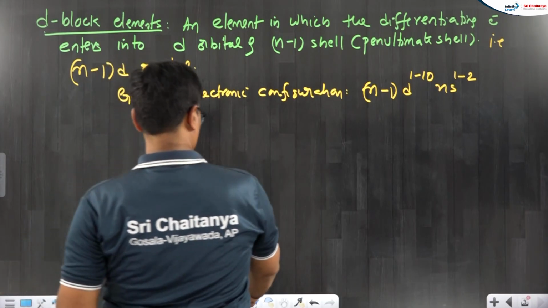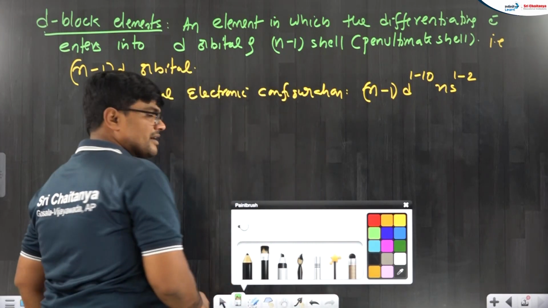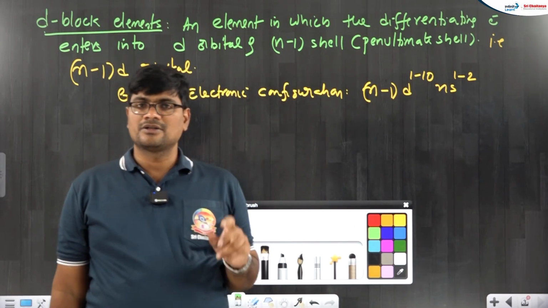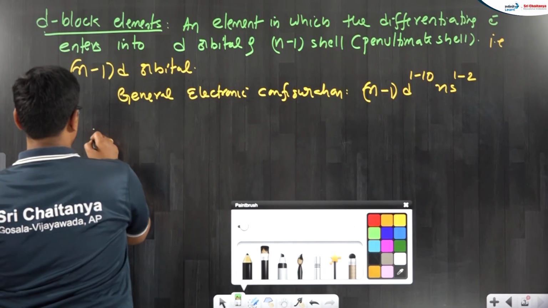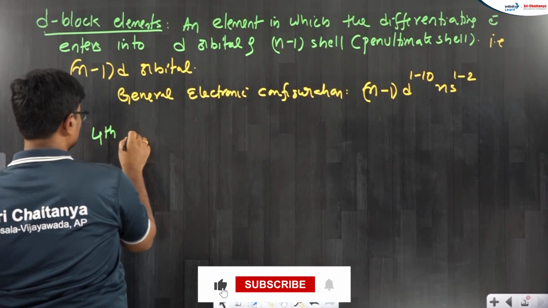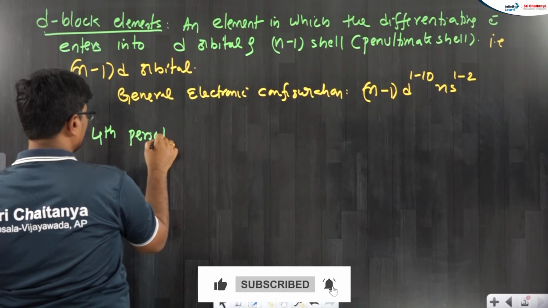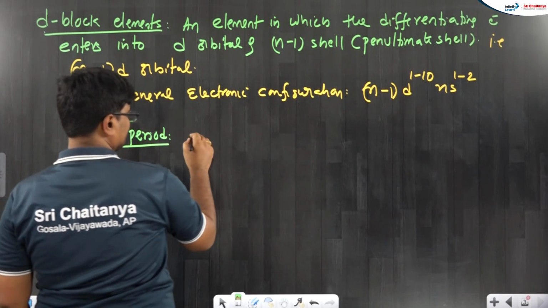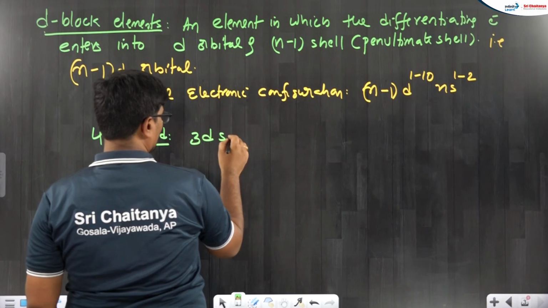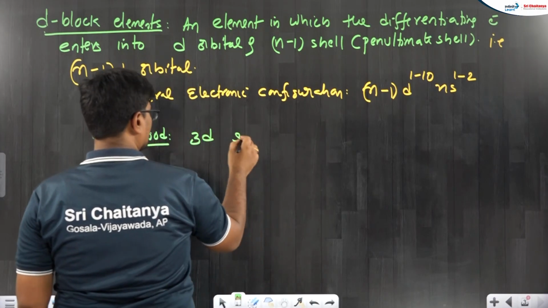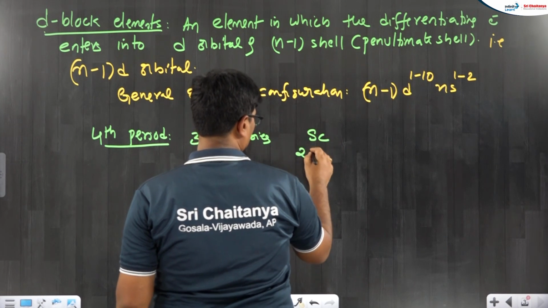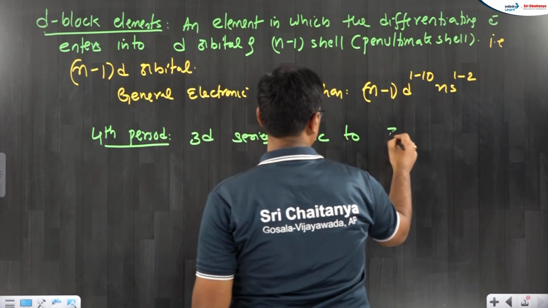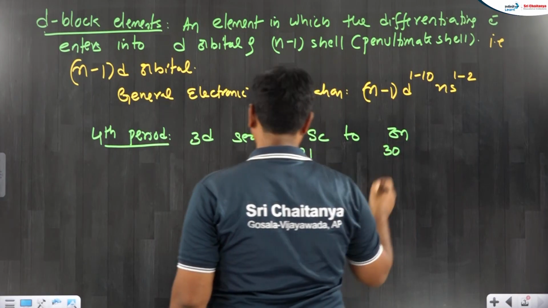Now, what are the d block elements and where is their position? Actually, the d block starts from the 3d series, that is in the 4th period. In the fourth period we get the 3d series. The 3d series is from scandium, atomic number 21, to zinc, atomic number 30.